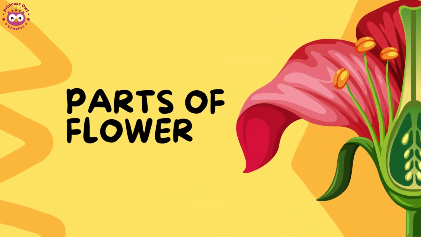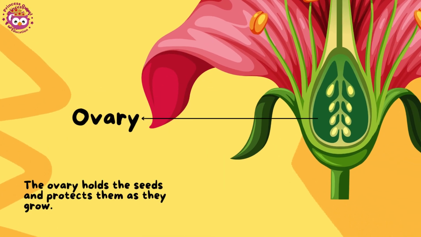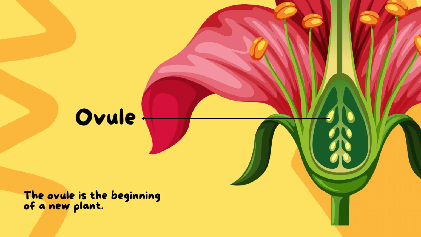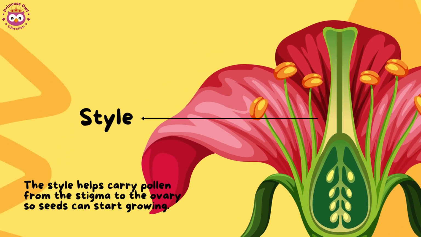Parts of flower. Ovary. The ovary holds the seeds and protects them as they grow. Ovule. The ovule is the beginning of a new plant. Style. The style helps carry pollen from the stigma to the ovary so seeds can start growing.